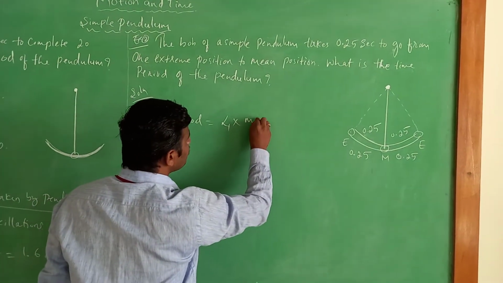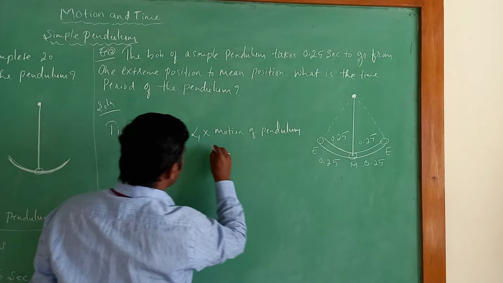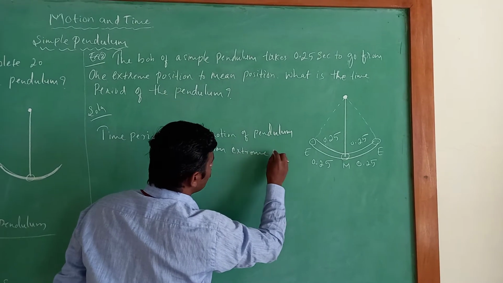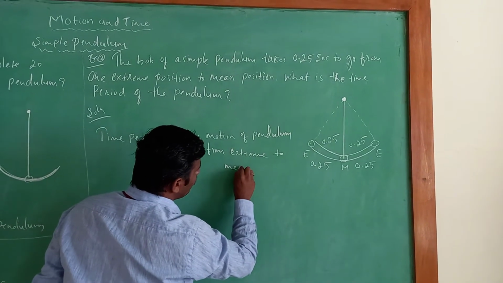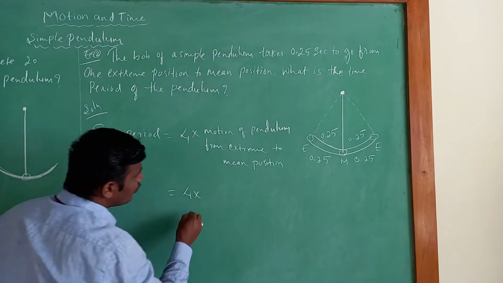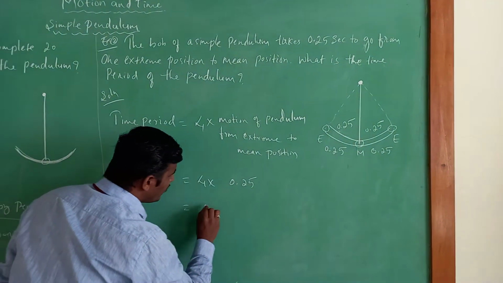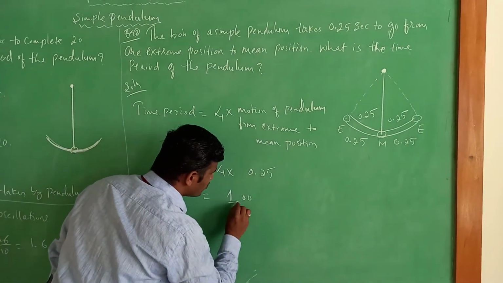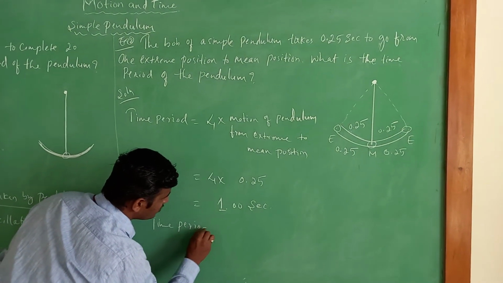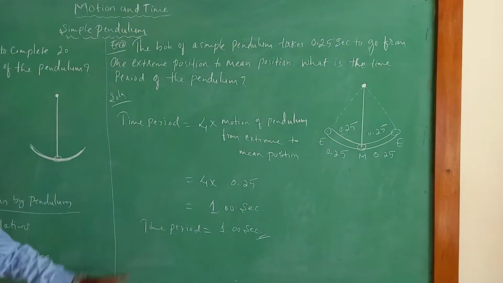Motion of the pendulum from extreme to mean position. So it means 4 into how much time have they given? 0.25 second. Now multiply, and you will get 1.00. So the time period of this pendulum is 1 second.